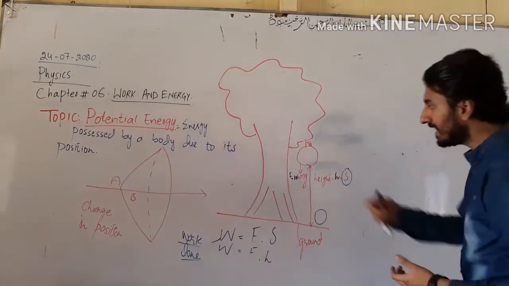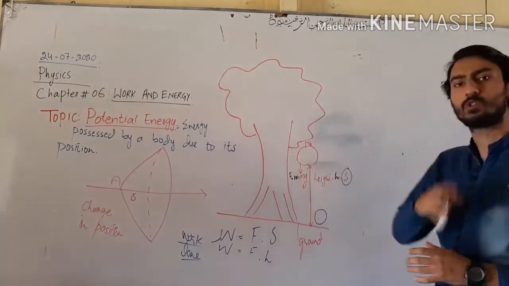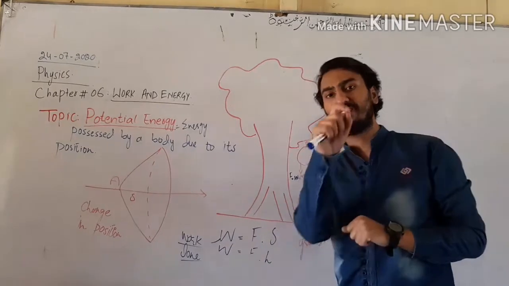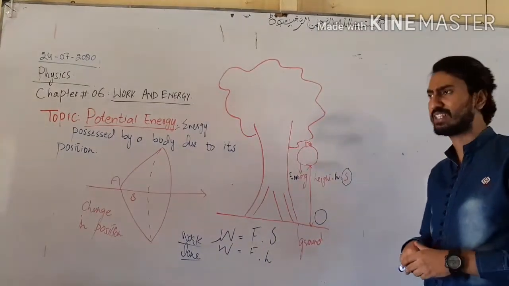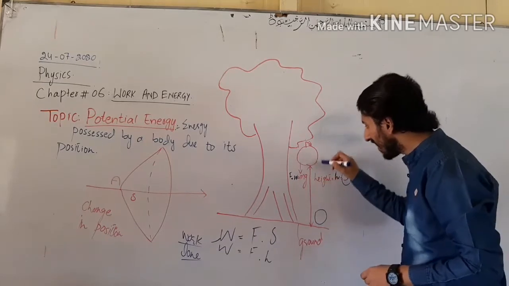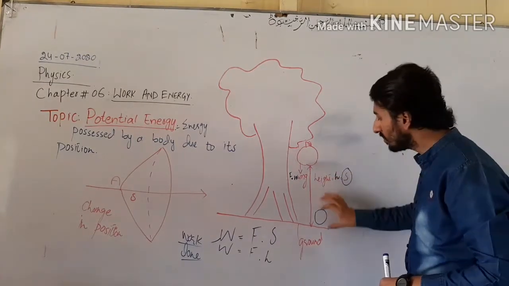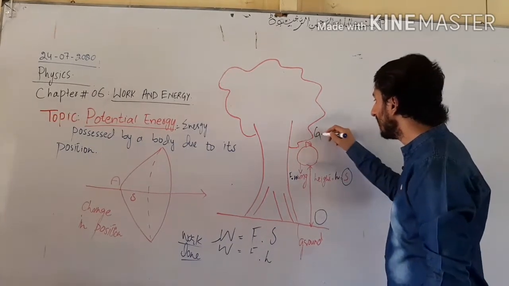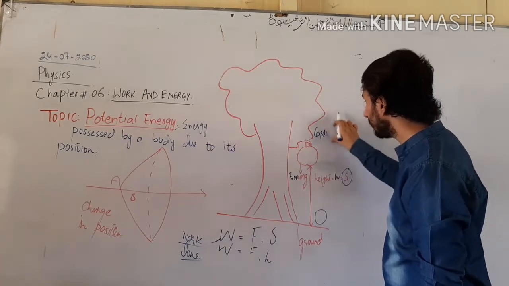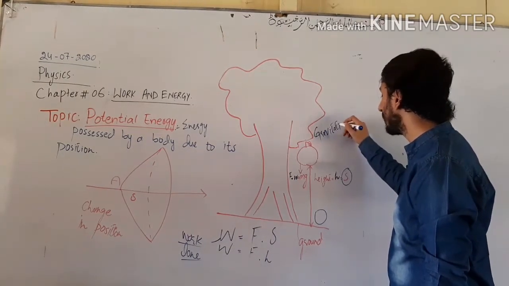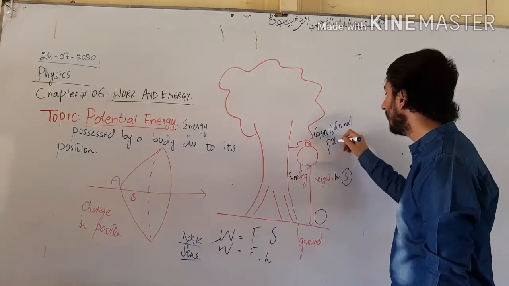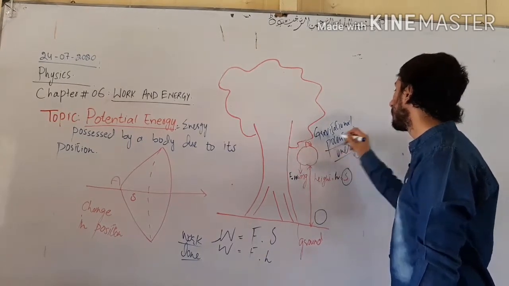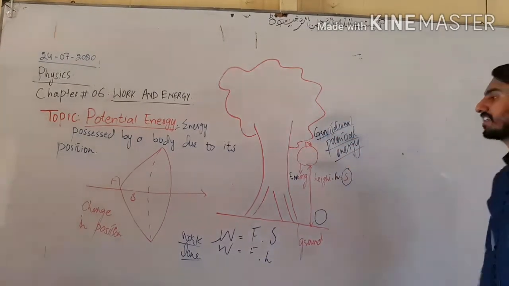Now we can see that the force acting on the body was weight, and in the case of weight, gravity is acting on this apple. We can say that the apple changed its position from here to here. It comes down to the ground due to gravity. So this potential energy is known as gravitational potential energy, because this apple came down due to gravity. This kind of potential energy is known as gravitational potential energy.